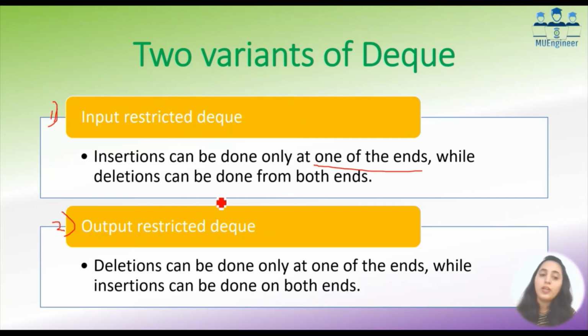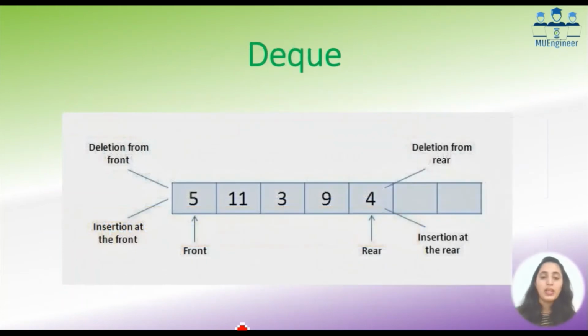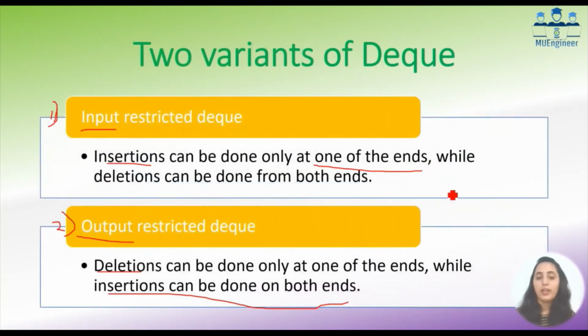Whereas in output restricted DQ, what happens? Deletion can be done only at one end. मतलब output पे restriction है, मतलब deletion पे restriction है. यहाँ पे input पे restriction है, मतलब insert पे restriction है. और यहाँ output restricted में insertion हम लोग दोनों side से कर सकते हैं. So we can see here the front end, yeah, we can delete from the front. So delete from the front is available, but delete from rear is not allowed. Yeah. So we can say delete only from one end, but insert from both the ends. So this way, this output restricted DQ is there. So these are the two variants of DQ.